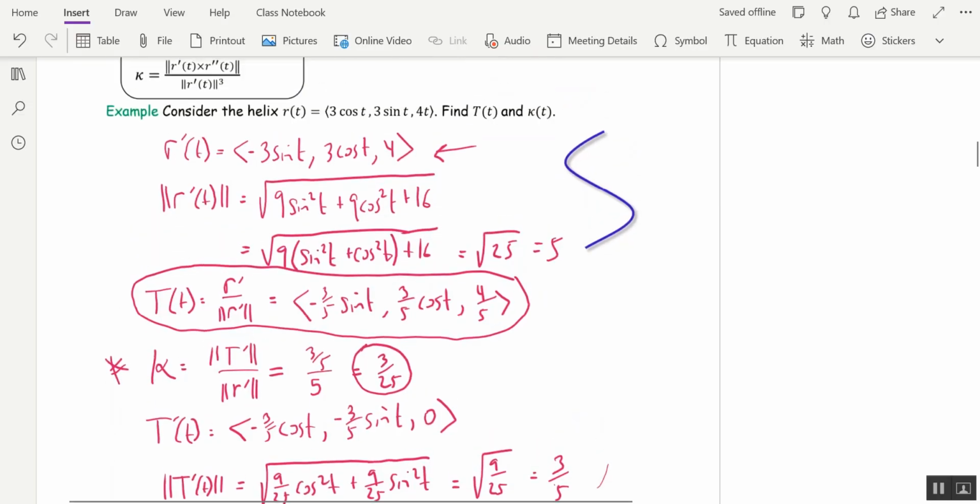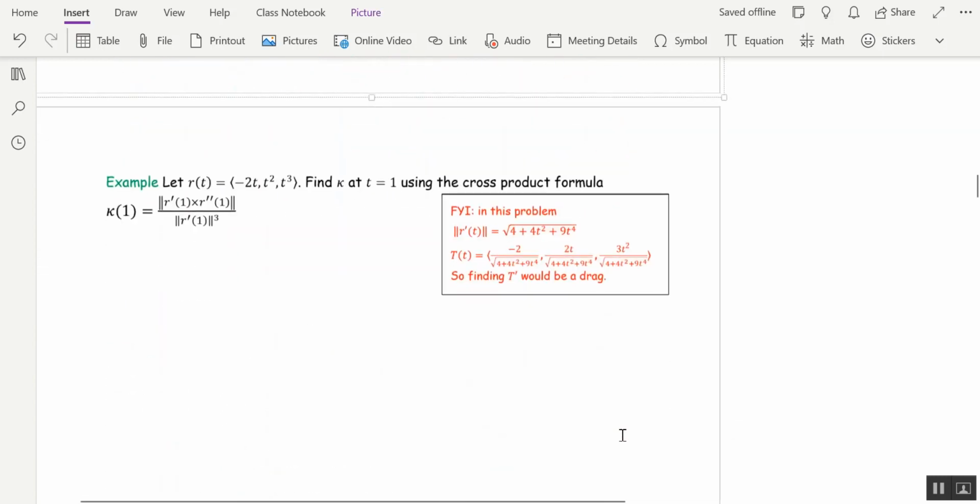And that's because if you look up at this helix here, you're going around and around in a circle in the xy plane, and then you're just pulling it up. It's kind of like a slinky, but the curvature on the curve stays constant. Okay, let's do one more where we use the second formula.